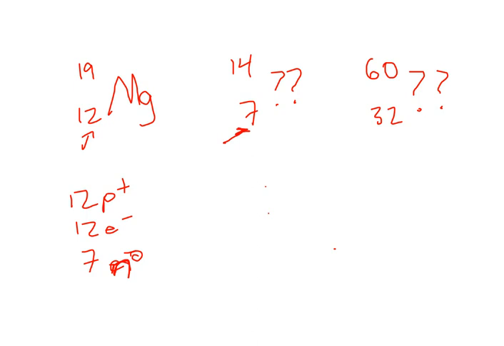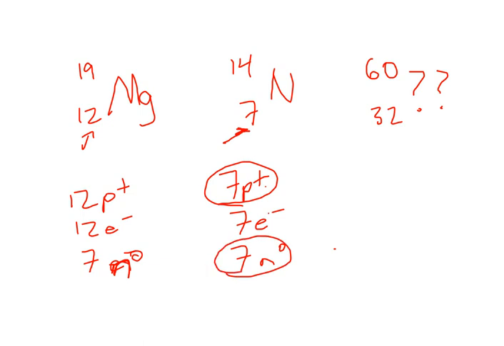Who is number 7 on the table? Nitrogen. It is no longer a mystery to me anymore. I now know this is nitrogen. Because it's nitrogen, it has 7 protons, and it has 7 electrons. The question, though, is how many neutrons does it have? And the answer here is also 7. Because this 7 and this 7 add up to give 14.